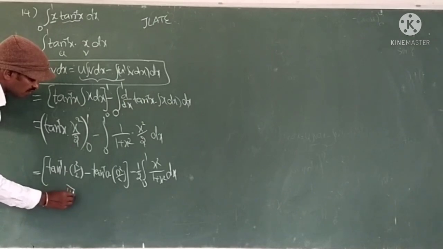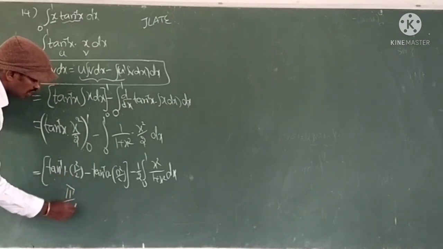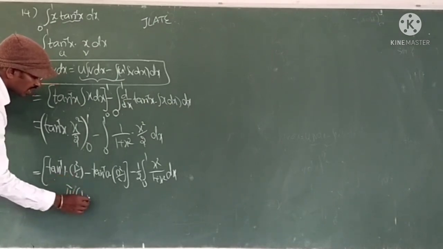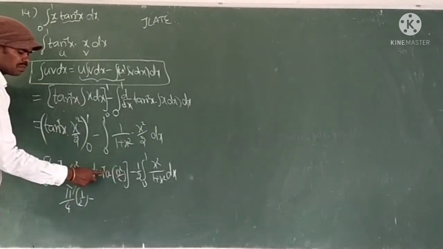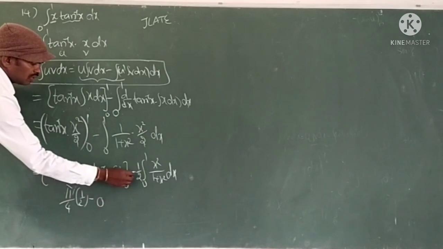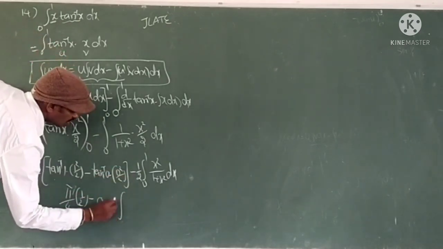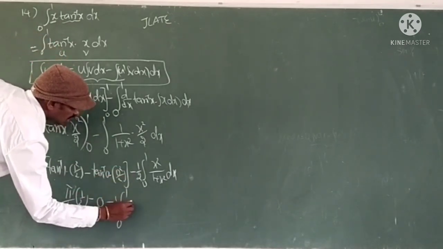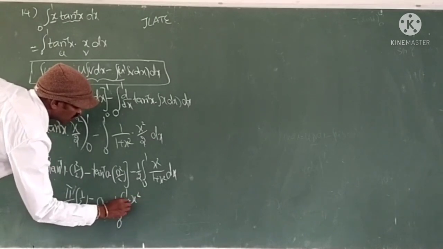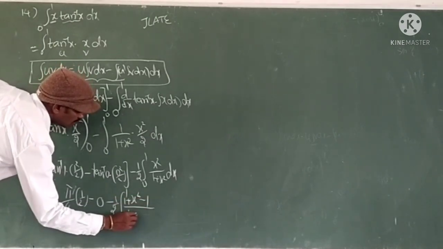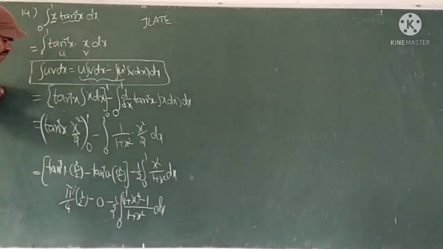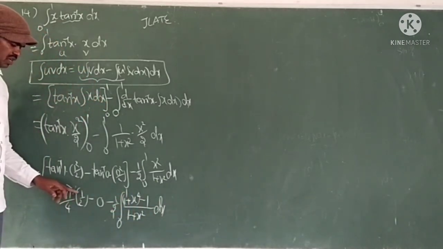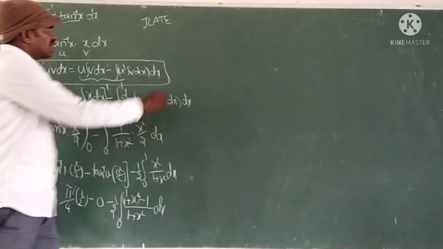So we are getting 5 by 4, 4 into 1 by 2, then minus. 0 square means 0, 0 by 2 means 0, 0 into something is 0, and minus. Here 1 by 2 I am writing as it is, and for x square I am adding 1 and subtracting 1, over 1 plus x square dx. Taking these two terms at a time, pi by 1 into pi into 1, pi, 4 to 8, we are getting pi by 8.